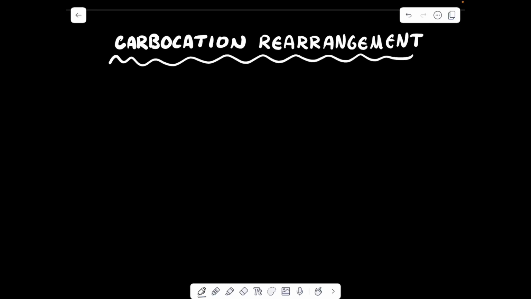Today I'm going to be talking about carbocation rearrangement. So there's going to be two types of carbocation rearrangement. One will be the hydride shift.